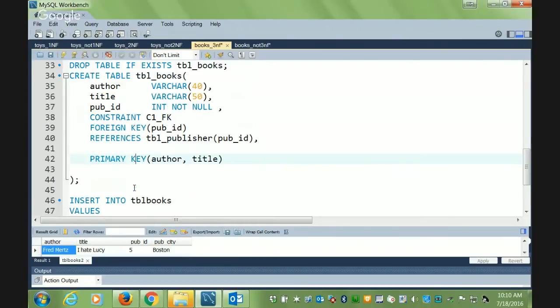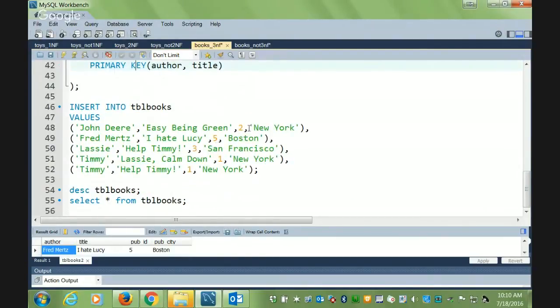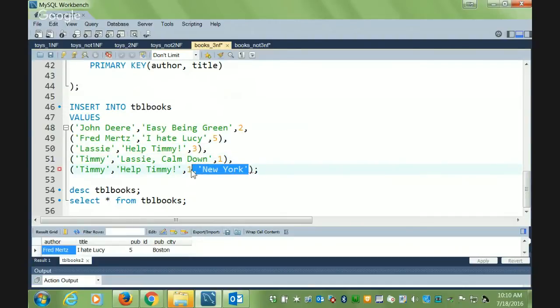Now, please do this. Take your second table and remove the city from everywhere. And of course, if you try to add a record with a publisher ID that does not exist, it is going to give you an error. I mean, that's logical now. You can't put in a foreign key that doesn't exist.